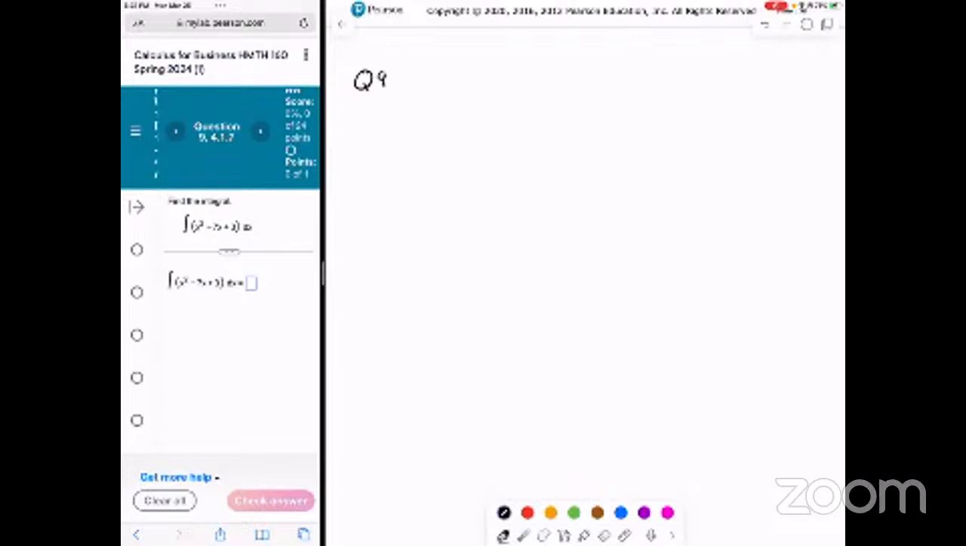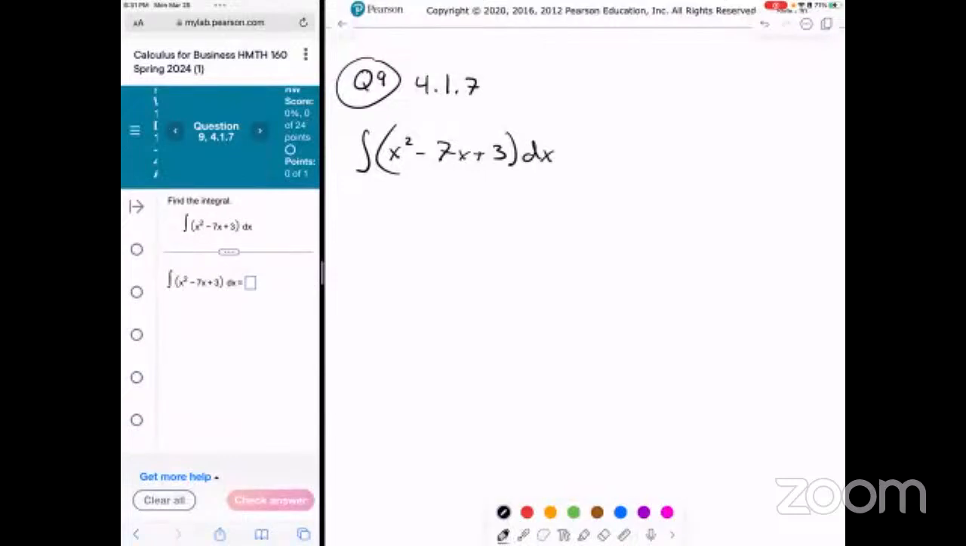Basically, take the integral. We've got x squared minus 7x plus 3 dx. Now, again, I could break this apart into 3 separate integrals, but I'm just going to jump to the answer. If I integrate that first term, it should become what? x cubed over 3. The next one is x squared over 2. And the last one is going to be 3x plus some constant.